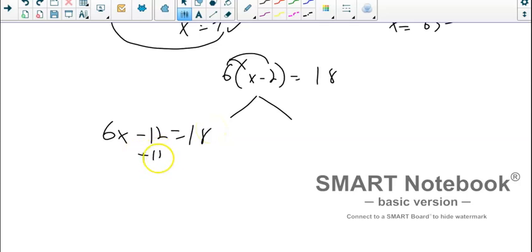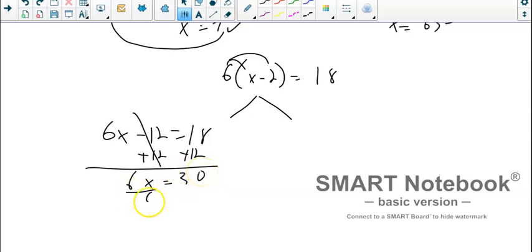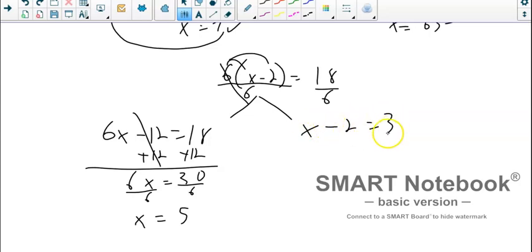Again, I'm going to work my way backwards, add 12 to both sides. That gives me 6x equals 30. And then when I divide by 6, I get 5, which if I plug back in, 30 minus 12 is 18. But since 6 is a factor of 18, I can actually divide first without distributing and have x minus 2 equals 3. And then I just have a simple one-step equation, and there's my answer, 5. Same answer.